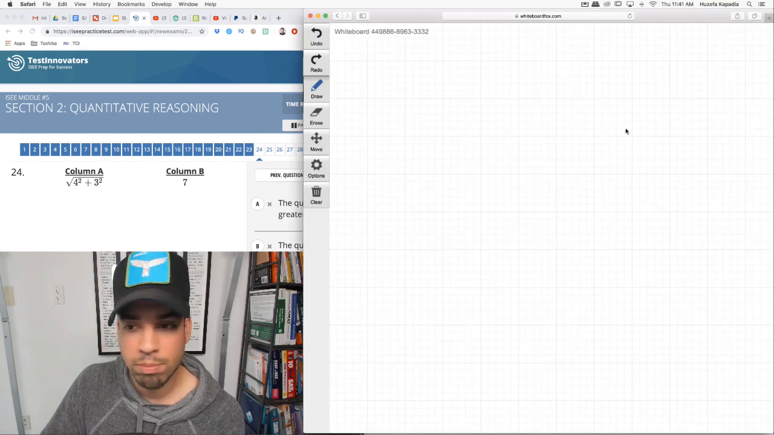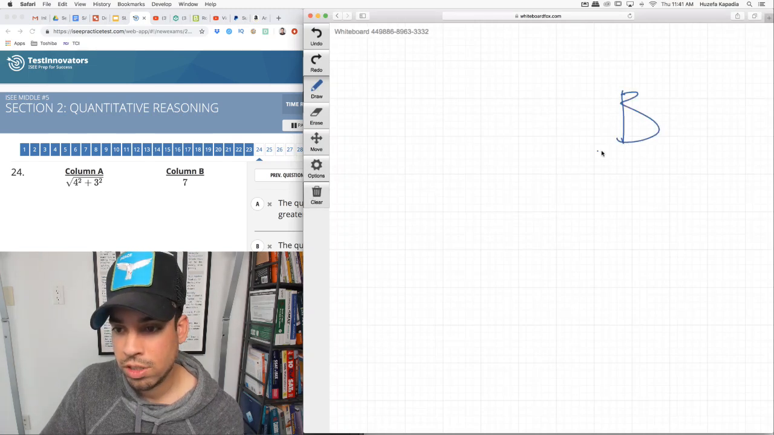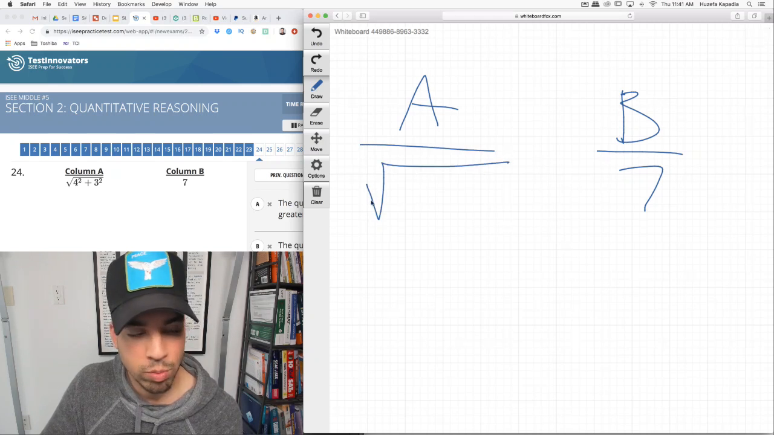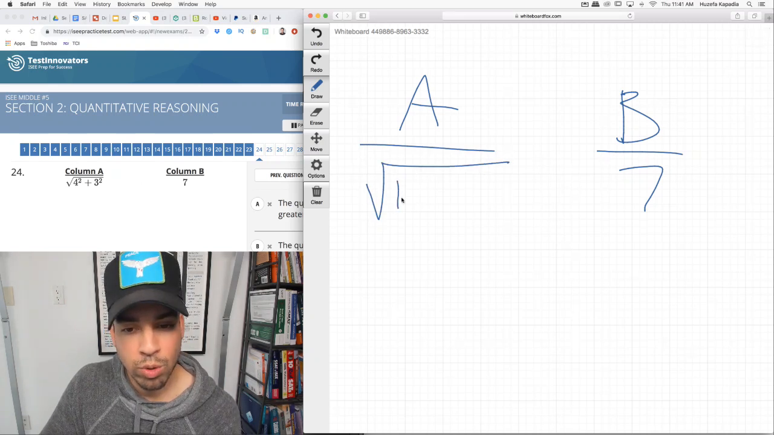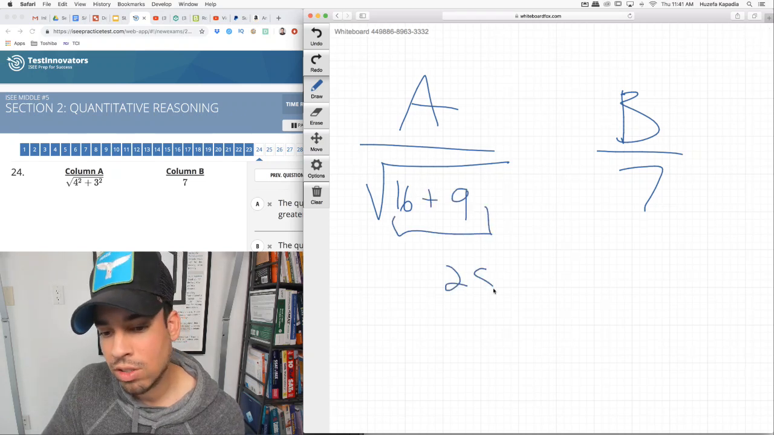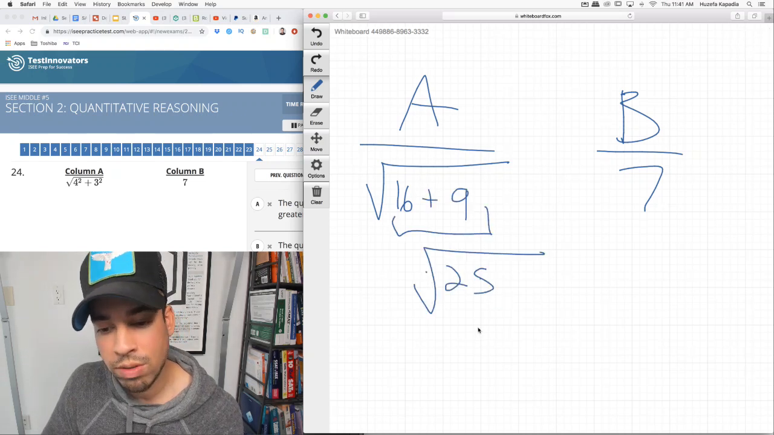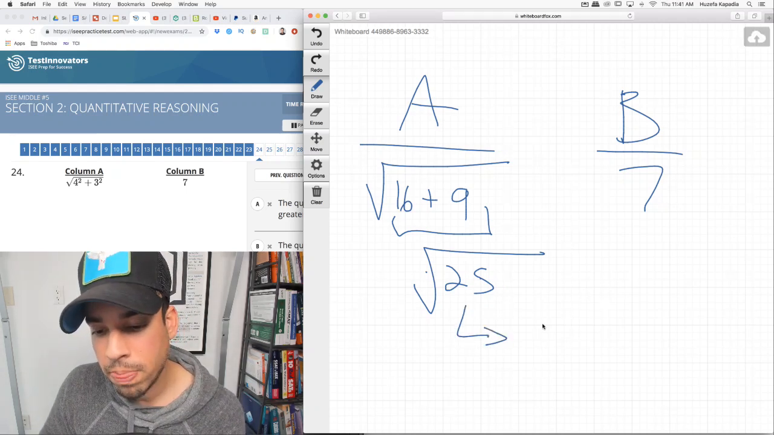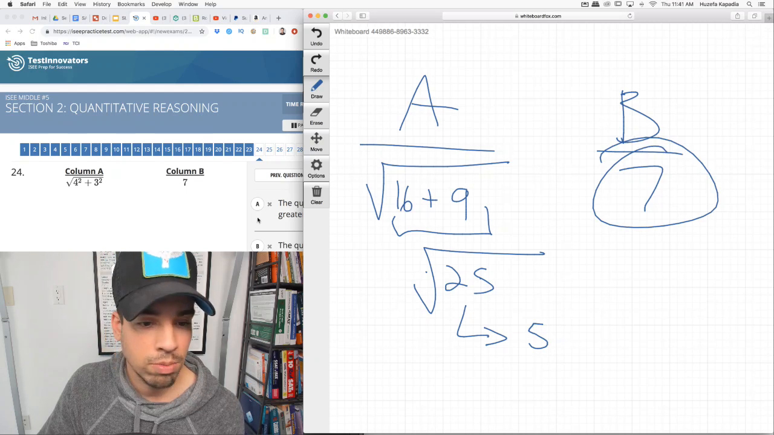All right, B is straightforward and it's just 7. A is, this is how you evaluate something like this. We evaluate inside first. 4 squared is 16, that's 4 times 4. 3 squared is 9. Then we add these together, that's 25. Then we take the square root of 25. Square root of 25 asks what number times itself equals 25, which is 5. 7 is bigger.